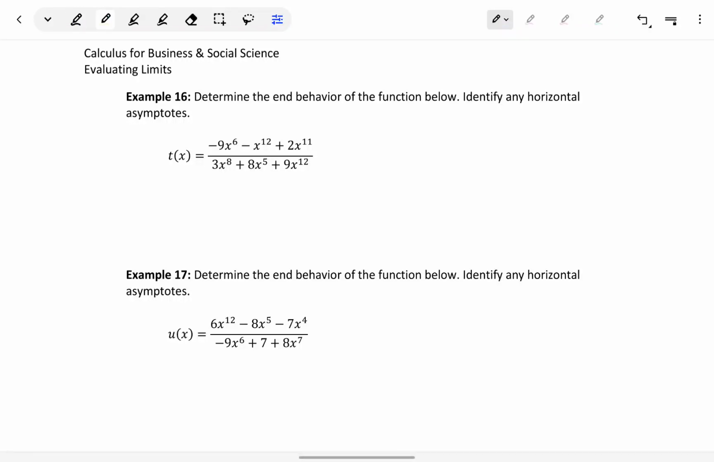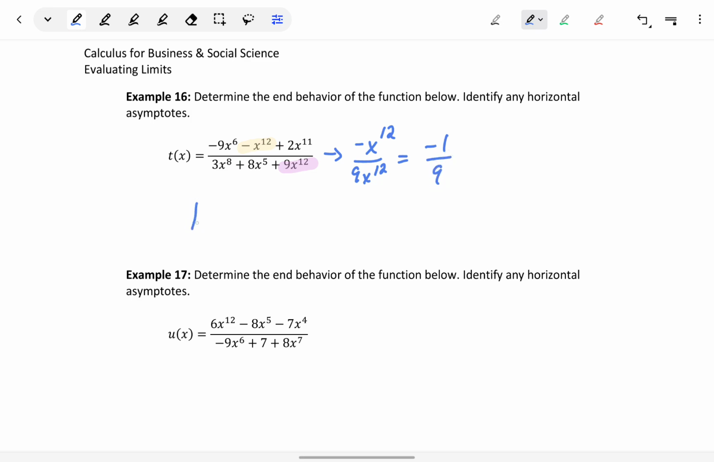In example 16, again, we want to identify the terms with the largest power. So the numerator, that will be negative x to the 12th, and in the denominator, 9x to the 12th, which will give us negative x to the 12th over 9x to the 12th, and we can reduce that to negative 1/9.